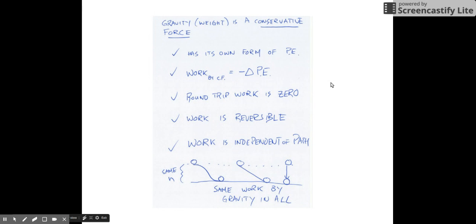We talked about how when gravity does work, if the object returns to its original height, gravity does a total amount of work equal to zero. So the round trip work is zero. And we know that the work done by gravity is reversible. That is, you can do positive work, you can do negative work, depending on if an object is going down or up. And lastly, we talked about the idea that work is independent of path, that it doesn't matter how you change the height in a situation, all that matters is the actual height difference.